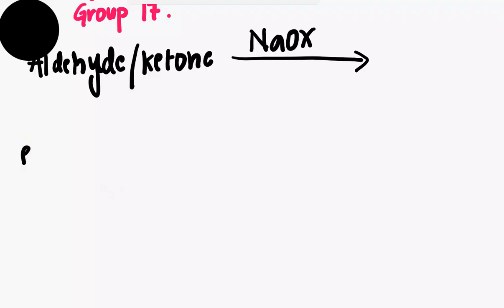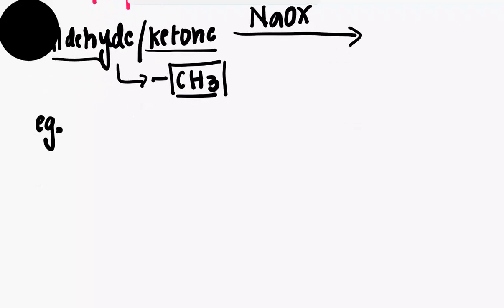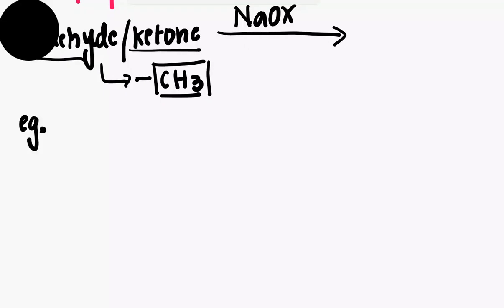So let us take an example first of an aldehyde or a ketone. The most important thing in this reaction is that the aldehyde or the ketone which we have taken must have a methyl group attached to it. It is compulsory to have a methyl group attached to it, or else it will not show this characteristic reaction.